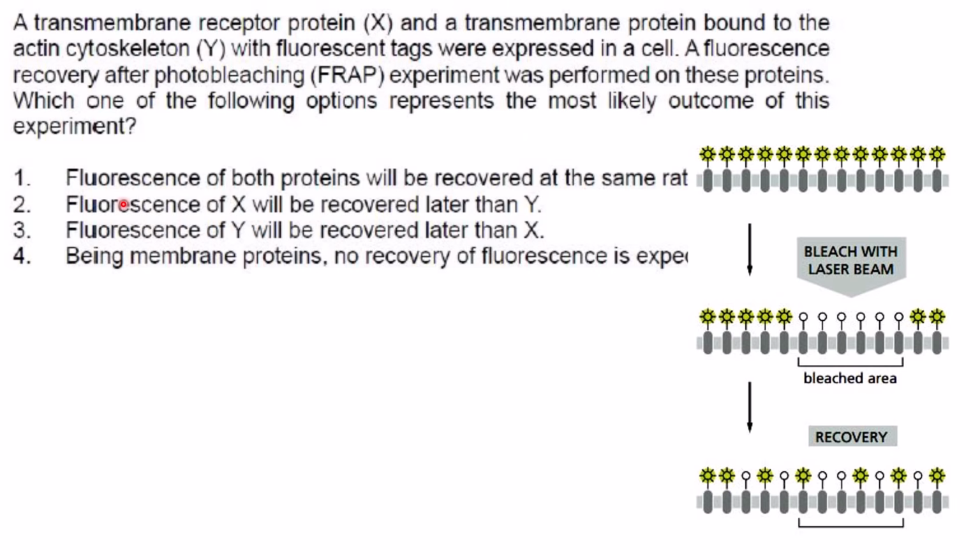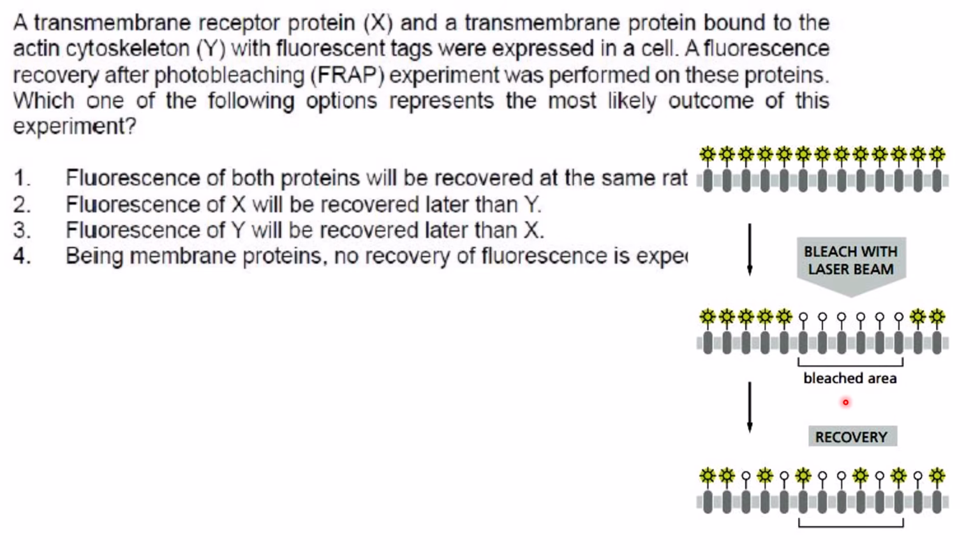Here, suppose this membrane has X and Y proteins. X is free to move, and Y is bound to the actin cytoskeleton, so it will diffuse slowly. Then you bleach with the laser beam. This is the bleached area, and you find that X has appeared in this bleached area very fast, because it is not attached to any other protein. Whereas Y is bound to the actin cytoskeleton, so it will slowly diffuse into this bleached area and result in the recovery of the fluorescence.